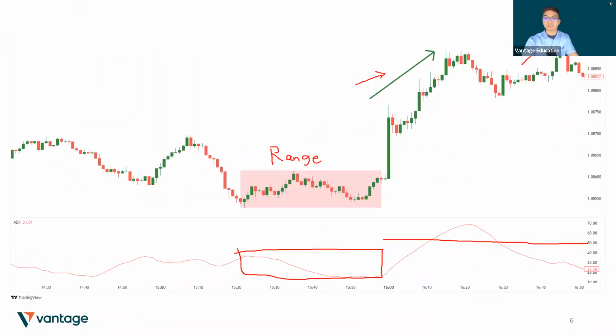So far, any questions regarding the use of ADX? You guys roughly got an understanding of it already? It doesn't tell you when to buy or sell. It just tells you when there is a strong trend.